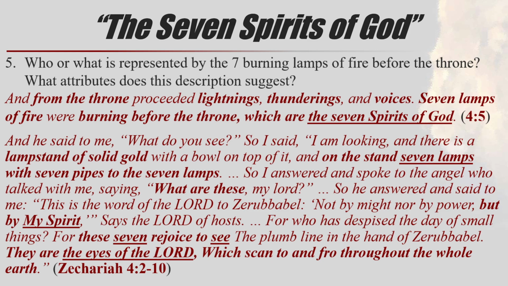And this is the reason why I'm okay with saying these 7 actually represent a single being. So in Zechariah's image, the angel speaks to him and says, what do you see? He says, I'm looking, there's a lampstand of solid gold with a bowl on top of it, and on the stand 7 lamps with 7 pipes to the 7 lamps. And he asks what they are, and the explanation is this is the word of the Lord to Zerubbabel.